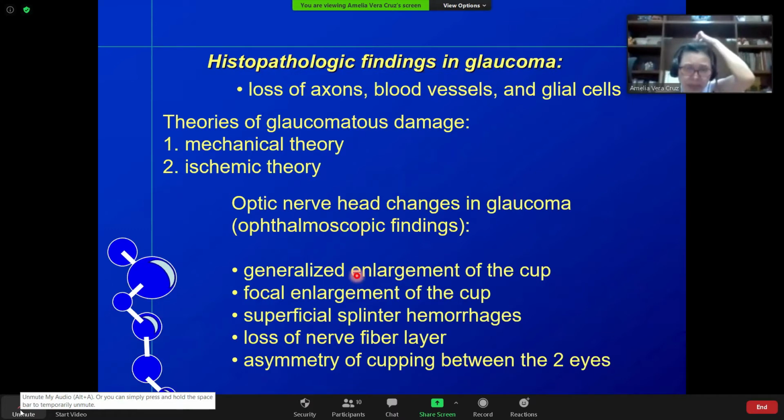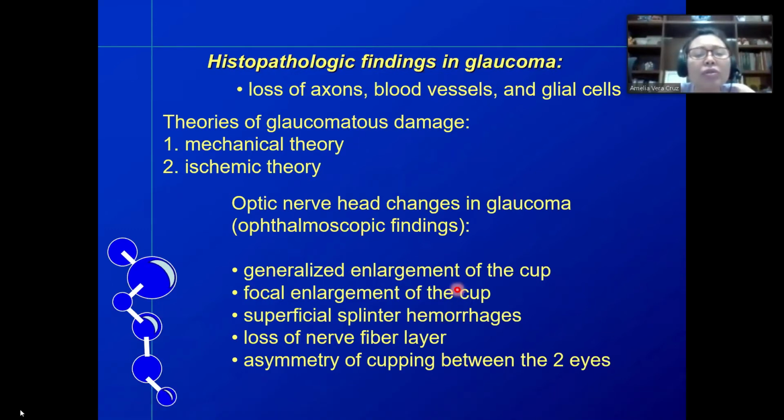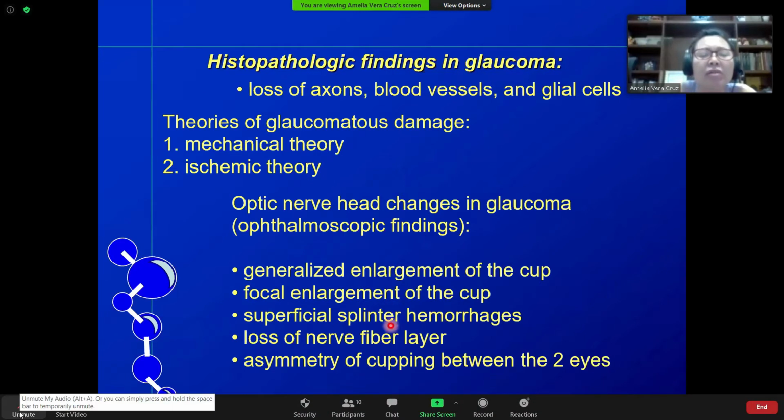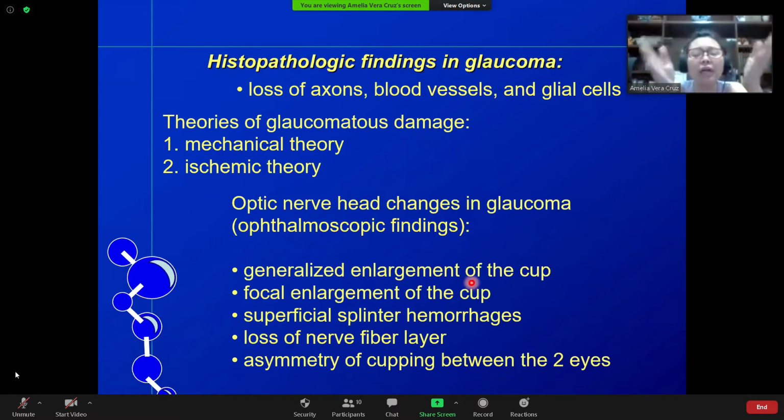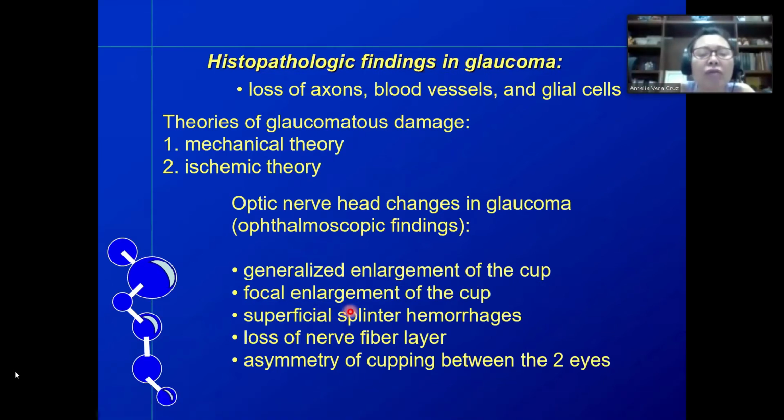So these are the ophthalmoscopic findings in glaucoma. You have generalized enlargement of the cup, so lumalaki yung butas sa optic nerve. Focal enlargement of the cup. Minsan, may cup, tas may nagninik sa taas, sa superior or inferior. Superficial splinter hemorrhages. Around the optic nerve, may makikita kang isang splinter na meron dugo na parang splinter lang. Isang dugo lang. That is sign of ischemia.